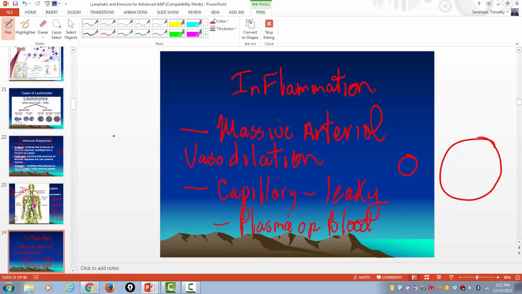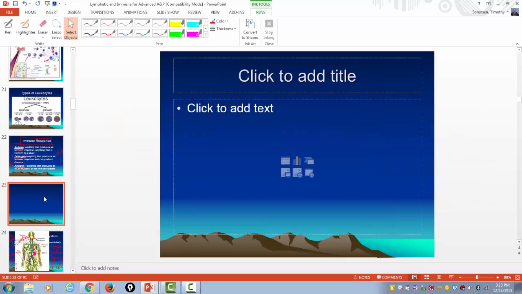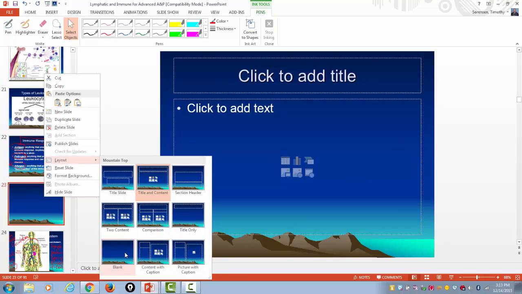The things that cause it, several chemicals cause it, but a big chemical is called histamine. And histamines are released from these cells that you have all over your body called mast cells. Mast cells contain histamine. And when histamines are released, at least locally, they cause the arteries to dilate and the capillaries to become leaky.